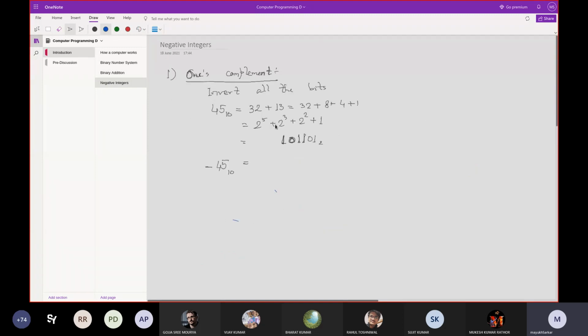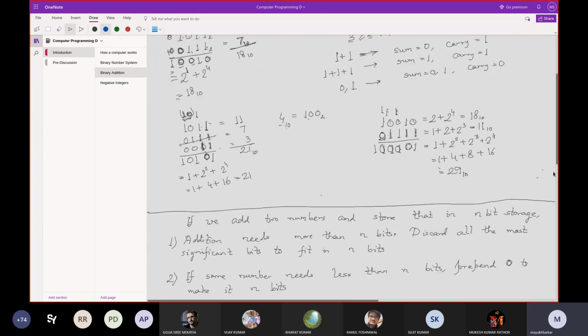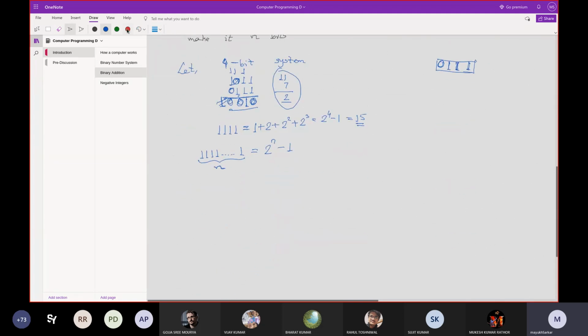Another thing is that from now on in our discussion we will consider an 8-bit system. Let me write, this is an important thing. We will consider storage as of 8 bits, which is called 1 byte, or its multiples.